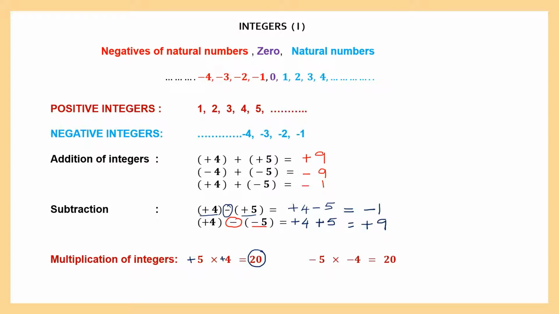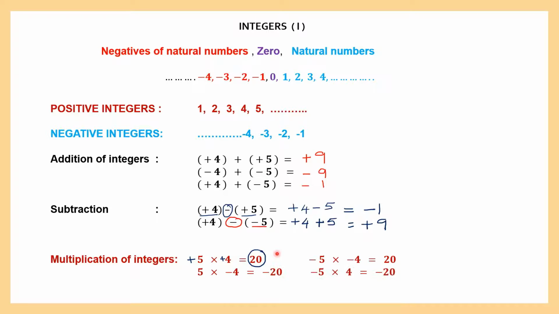The product is positive. So let me repeat. When signs are the same, the product is positive. Here also signs are the same, so the product is positive. So I have not put a minus sign. 5 fours are 20. It's not minus 20 because signs are the same. When you multiply, the answer will be positive. So minus into minus is plus.